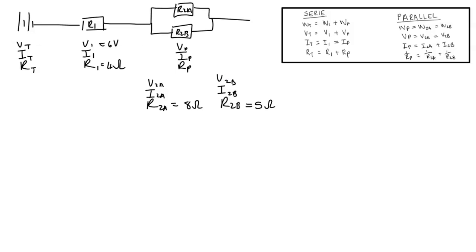Now, there is one more equation that I need to give you, and that's the one that we're probably going to use the most, and that is V equals I times R. Okay, so the voltage equals the product of the current and the resistance.